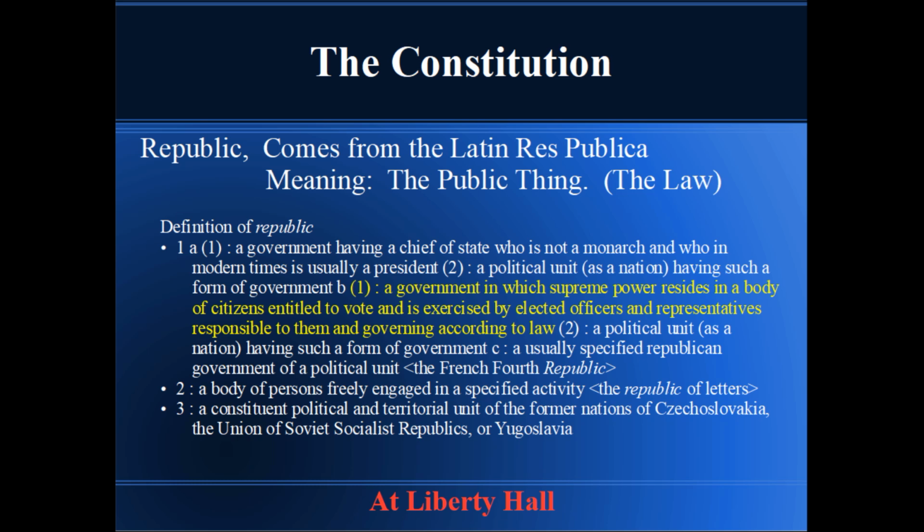In America, the supreme law is the federal Constitution. If we look at the definition below under number 1, it states, a government in which supreme power resides in a body of citizens entitled to vote and is exercised by elected officers and representatives responsible to them and governing according to law. So, the two hallmarks of a republic are that all authority resides in the great body of the people, and that each republic must be represented by elected officers.